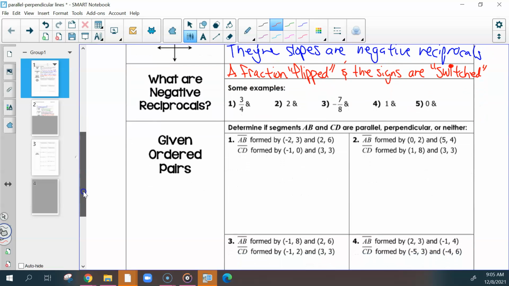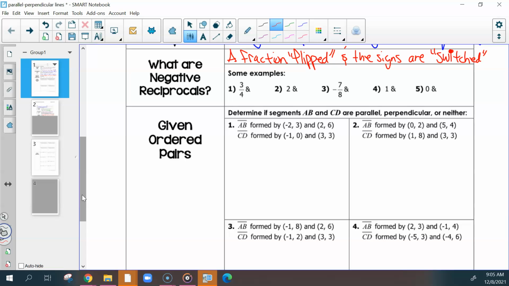So let's do some examples of negative reciprocals. You guys can say these out loud. What would the negative reciprocal of 3 over 4 be? Negative 4 over 3. What about for 2? Negative 1/2. What about negative 7 over 8? Positive 8 over 7. What about positive 1? Negative 1. And then what about 0?